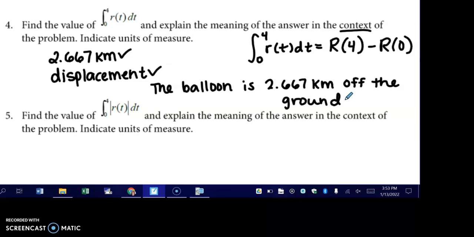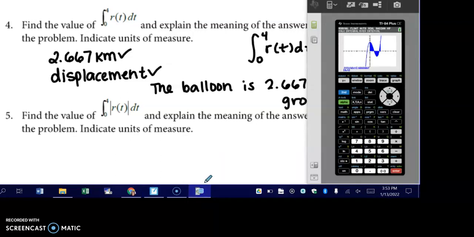Next one, find the value of this integral and explain the meaning of the answer in the context of the problem, indicate units of measure. Well, I don't want to look at this graph anymore. I want to look at the absolute value graph, or I can just do Math 9, going from 0 till 4. And absolute value, the quickest way to get there is to go to second 0, which is your catalog, ABS, alpha trace, y1, with respect to x. You also could retype in your function if you wanted to. Here is my integral. I get 11.529.